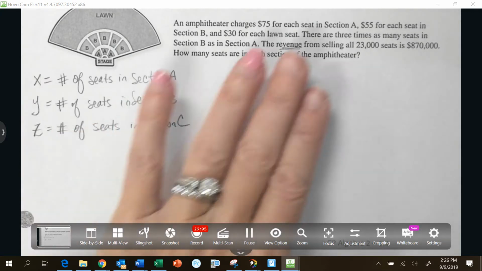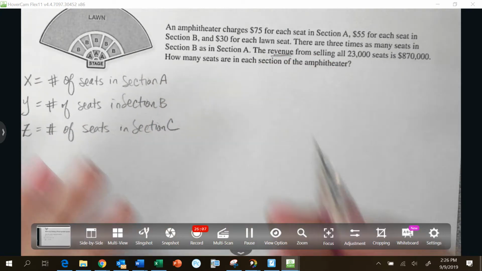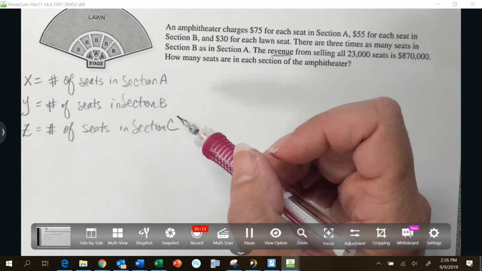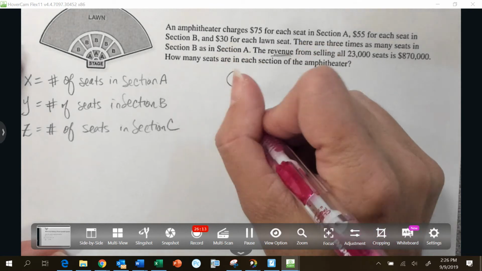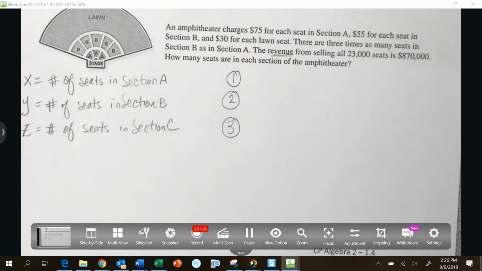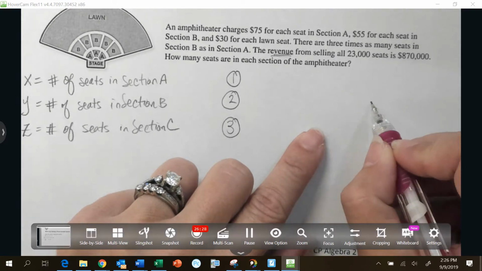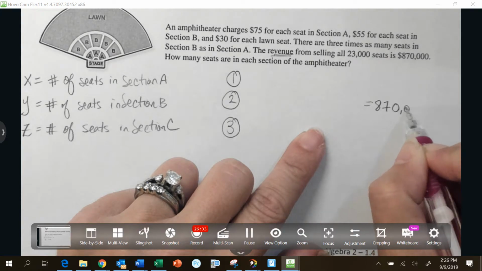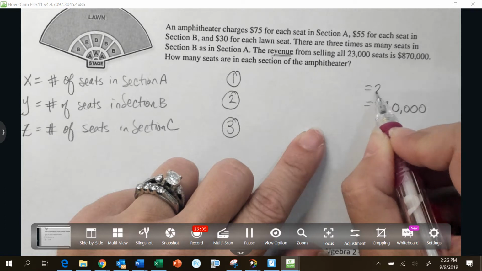With this information, in order to solve for 3 variables, how many equations do I have to have? I need 3 equations. So we look for things that are equivalent. We look for totals to set up equations. I like to look for totals first. What is a total you see up there? $870,000. Okay, that is a total. That's the one I'm going to choose as my second one. 23,000 seats. That is another total.